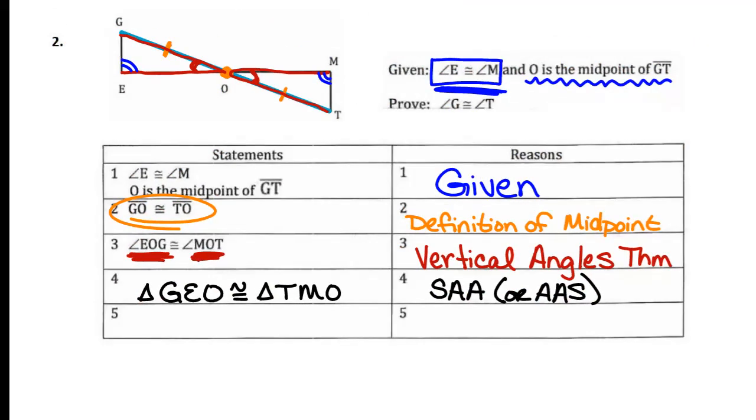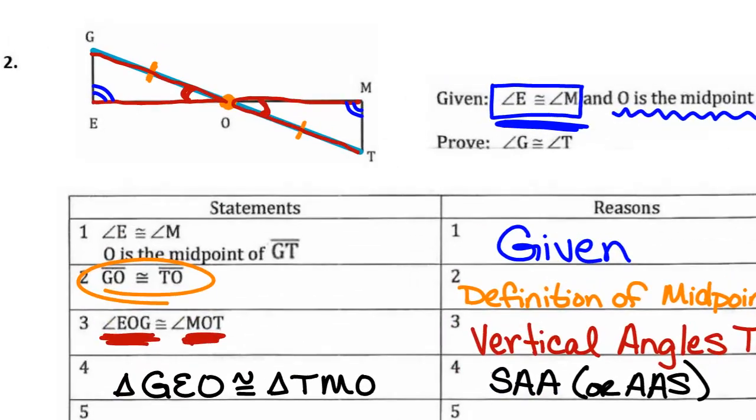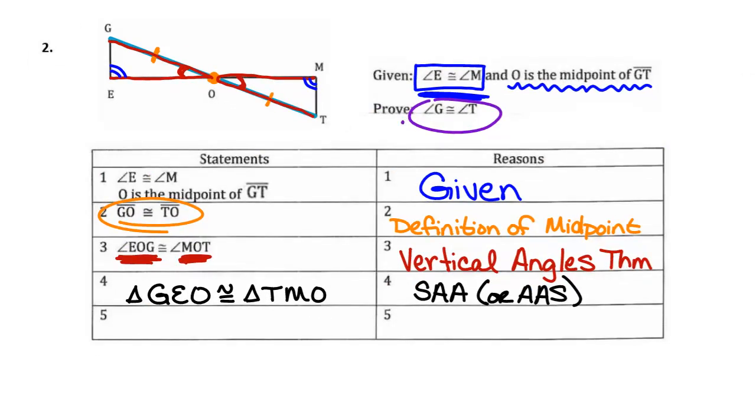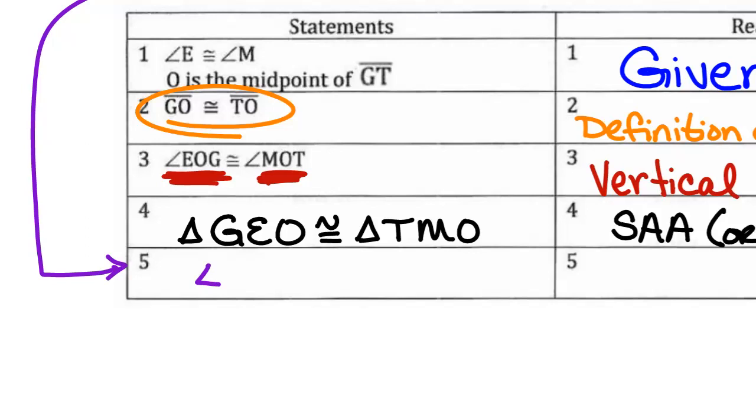What did they want me to prove in this? That G is congruent to T. So my last statement, angle G is congruent to angle T. Do we already know that these 2 triangles are congruent to each other now? Yep, we just did that in the step above.